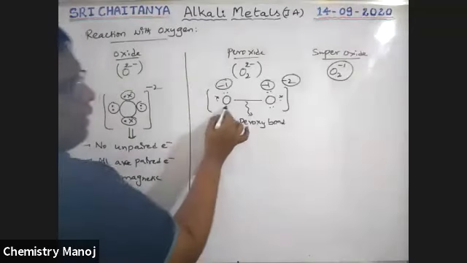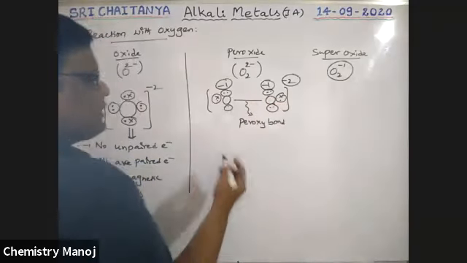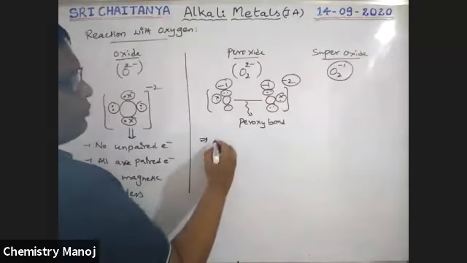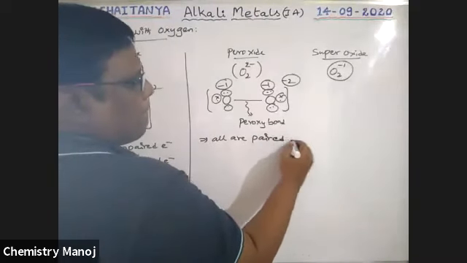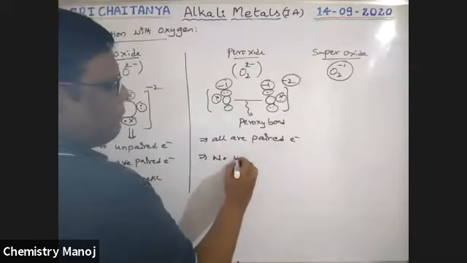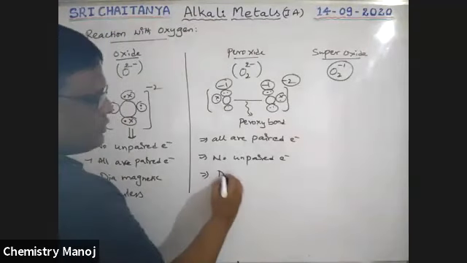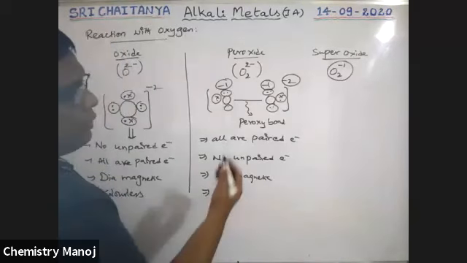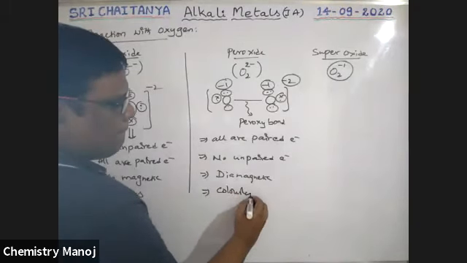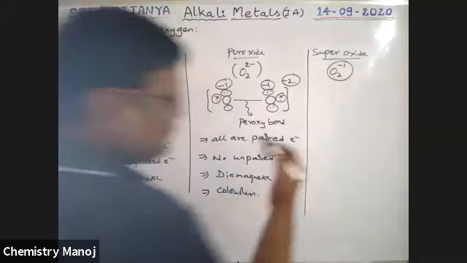Here all the electron pairs are paired, so again all are paired electrons with no unpaired electrons. That's why it is also diamagnetic and colorless. That means peroxides are also colorless.